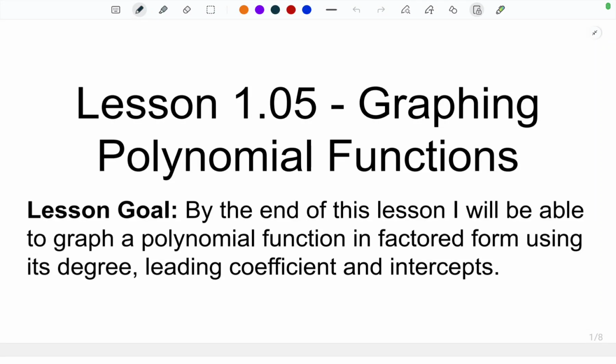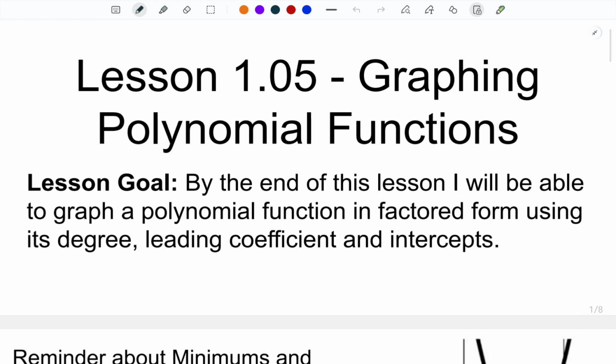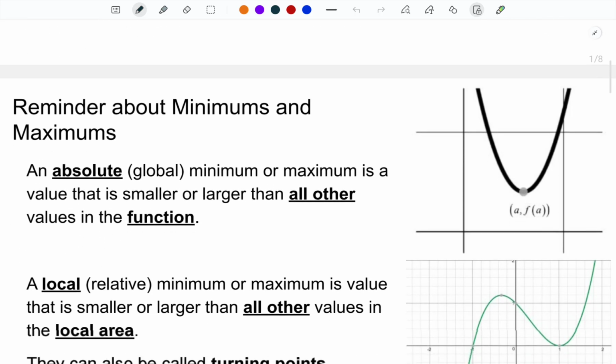All right, in this lesson, we are going to look at graphing polynomial functions. So for the start of this unit, we've looked at some of the properties of these functions, and now we're going to take those properties and put them together to get the actual graph.